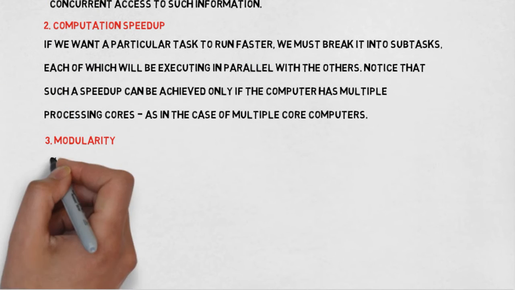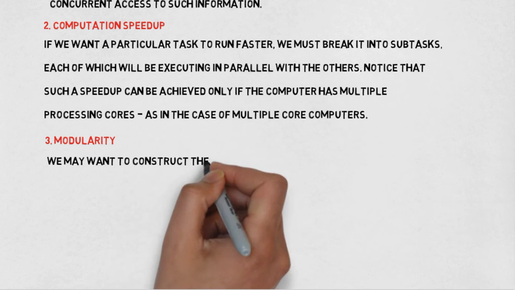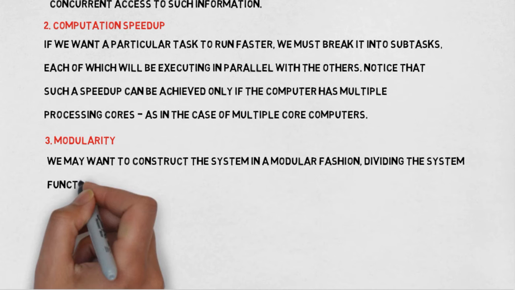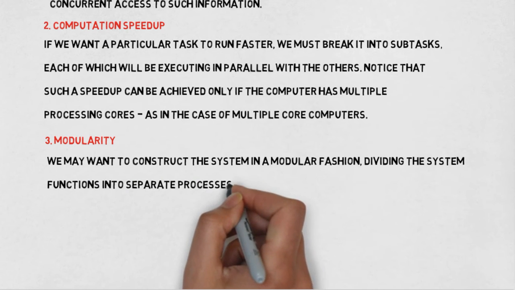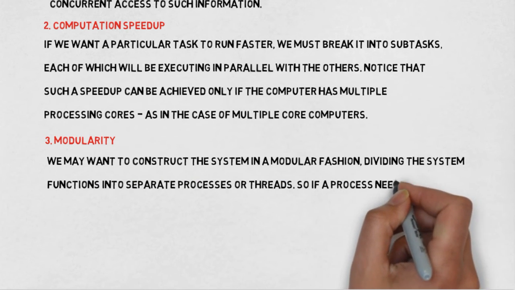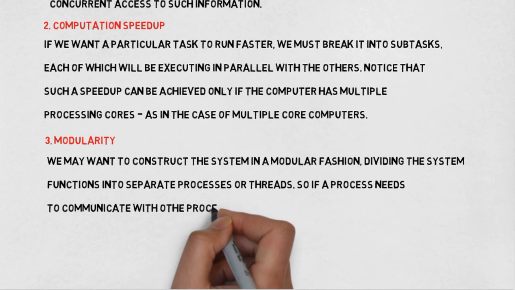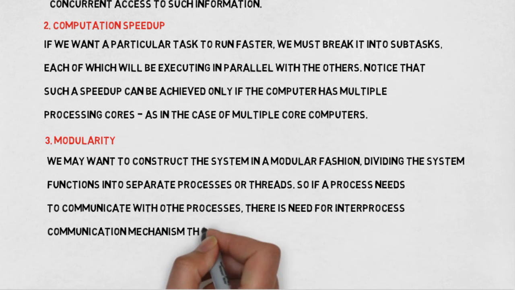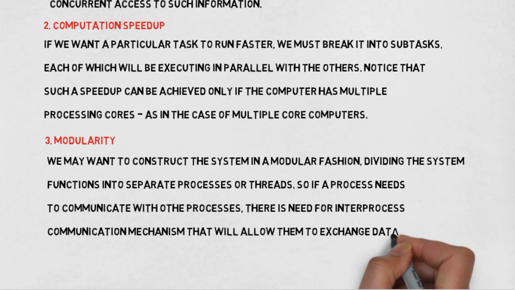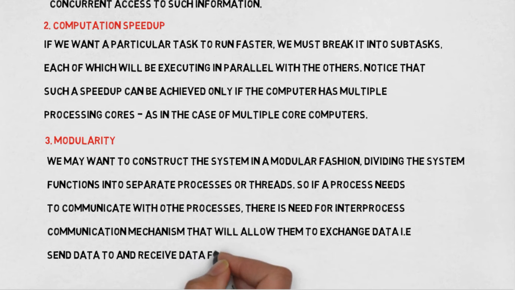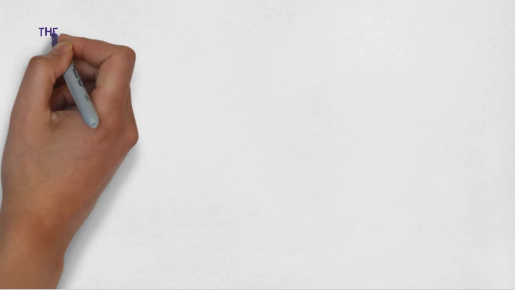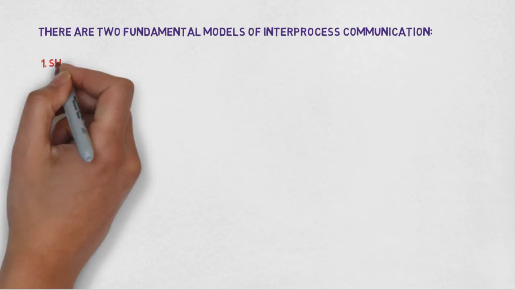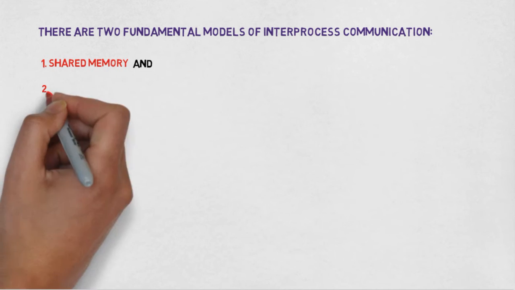We may want to construct the system in a modular fashion, dividing the system functions into separate processes or threads. So once a process needs to communicate with other processes, there is need for an inter-process communication mechanism that will allow them to exchange data, that is, send data to and receive data from each other. There are two fundamental models of inter-process communication: shared memory and message passing.